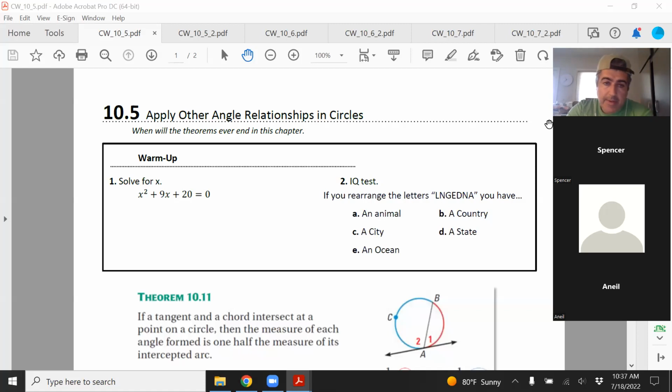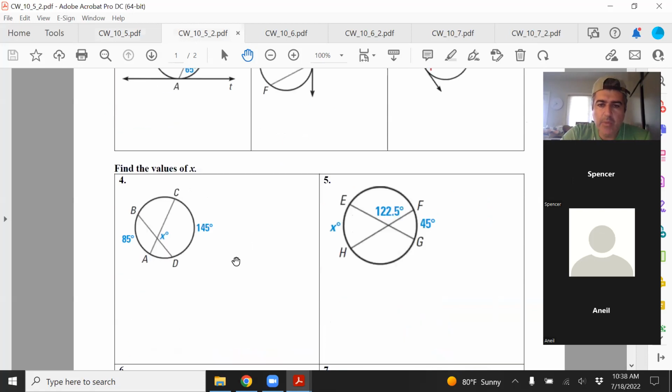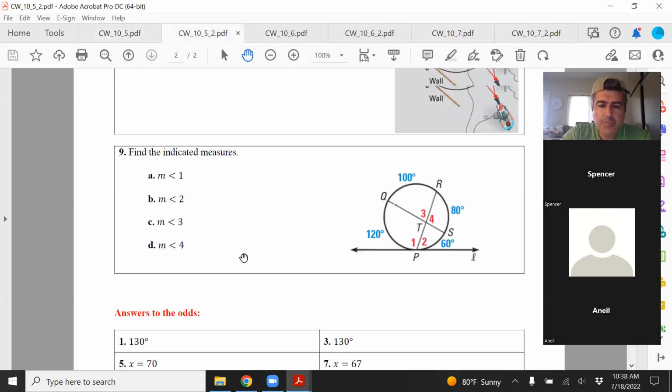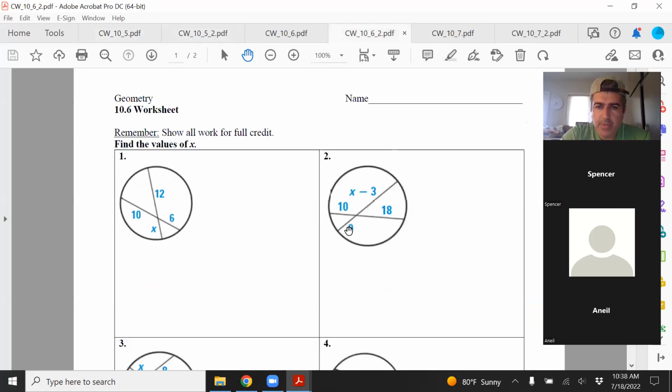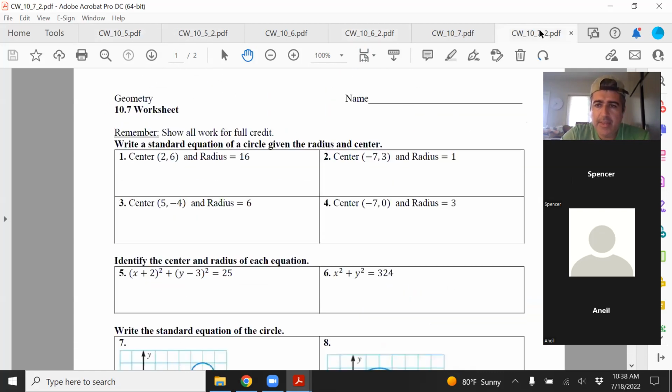Okay, now we're going to talk about other angle relationships in circles. So our plan is to do 10:5 and 10:6 before our lunch break. We'll do a lunch break around 11:30ish. And then we'll come back from lunch break. We'll do 10:7. And that'll wrap up the class for today. So we are going to do a little bit of the worksheets following each lesson. So the 10:5 worksheet, again, we'll do the evens. The odds will be homework. The 10:6 worksheet, we'll do the evens. The odds will be homework. And the like goes to 10:7.